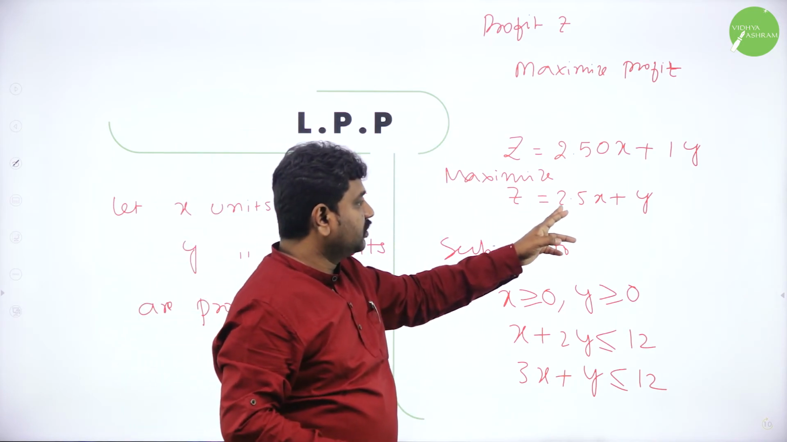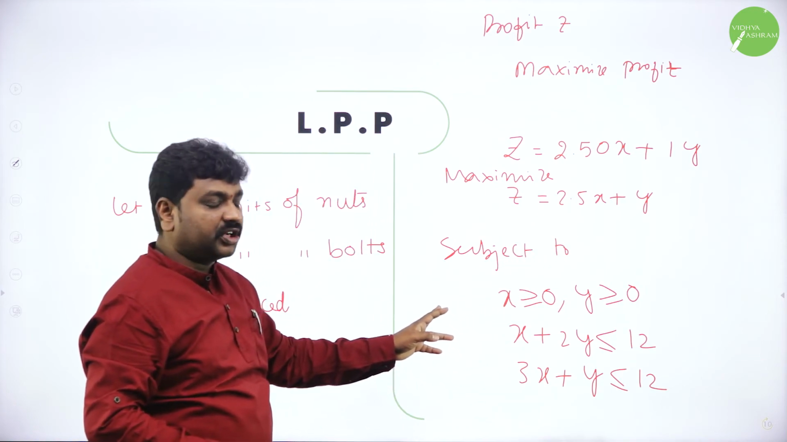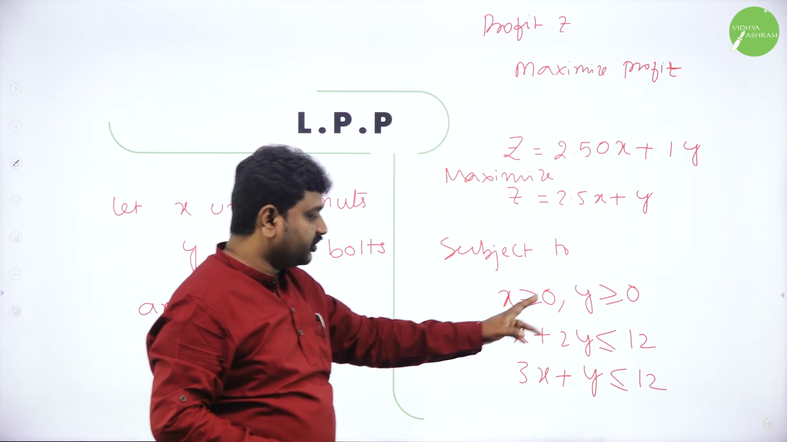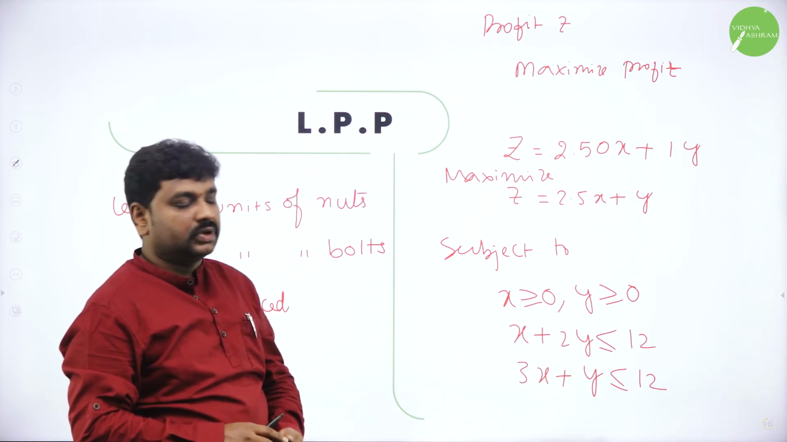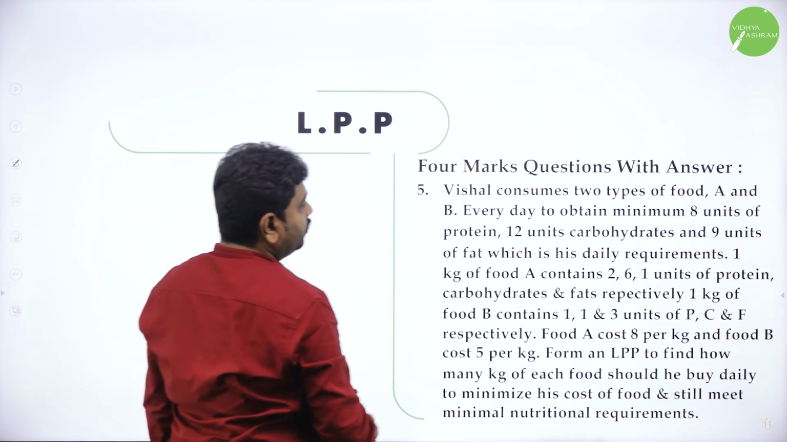Maximize profit, which is 2.5x plus y, subject to conditions x comma y greater than or equal to 0, x plus 2y less than or equal to 12, 3x plus y less than or equal to 12. Same way, manufacturing problem we have done.